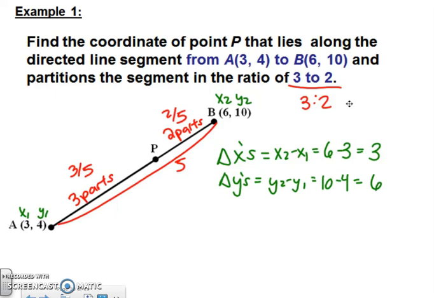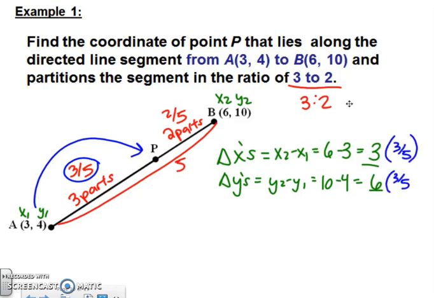Okay. The fourth thing you need to do is multiply your changes by your fractions. So if I am starting at point A and going to point P, I need to use this 3/5. Okay. So I'm going to times my change in y and change in x by 3/5.